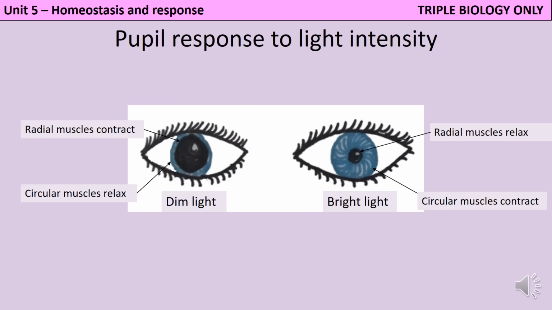The iris adjusts the size of the pupil in response to light intensity. In dim light conditions, the radial muscles contract and the circular muscles relax, causing the pupil to be large and lots of light to enter. In contrast, in bright light, the radial muscles relax and the circular muscles contract, making the pupil much smaller and preventing light from getting in and damaging the retina.